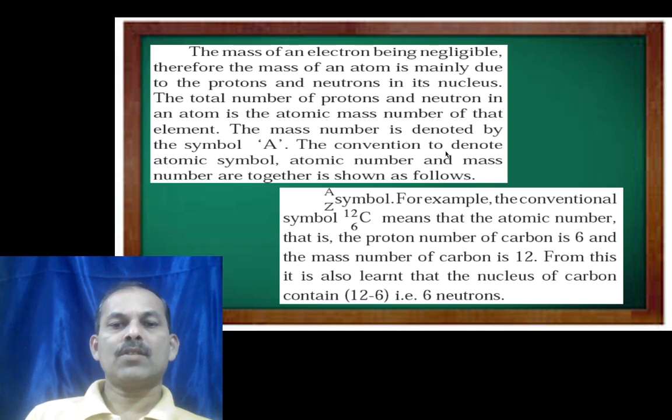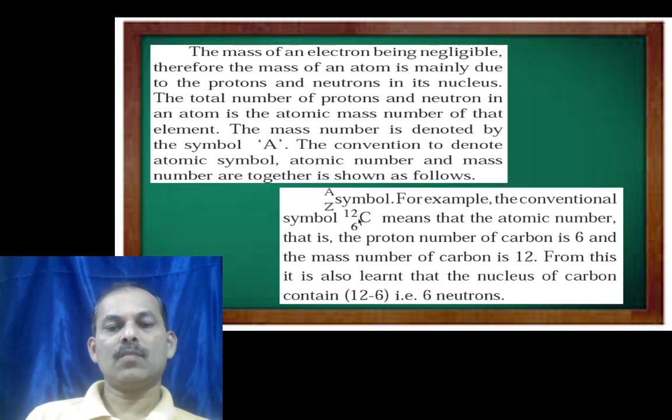The convention to denote the atomic symbol, atomic number and mass number together is shown like this. Here you have to write the symbol, and here the atomic number and atomic mass number. This is the atomic number, this is the atomic mass number. For example, the atomic number of carbon is 6 and the atomic mass number is 12. So you have to write like this.